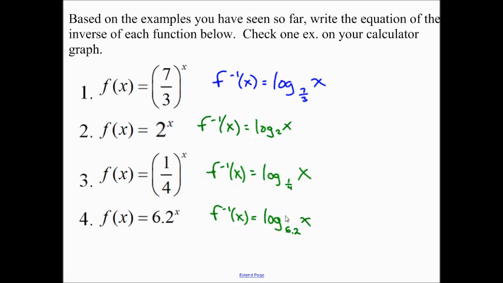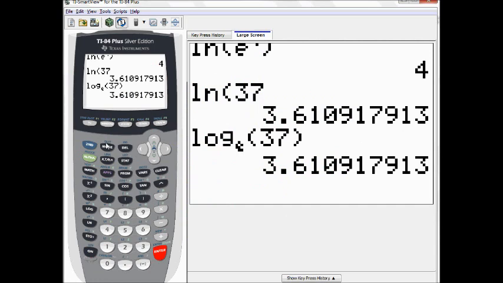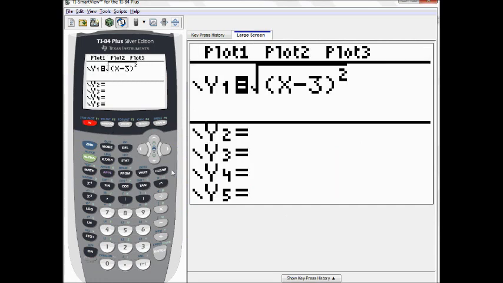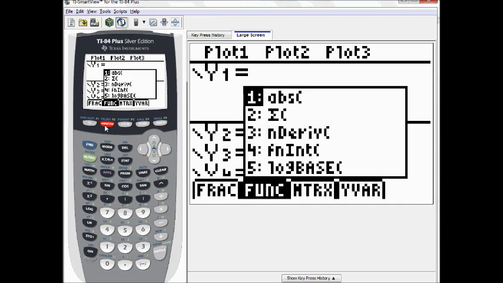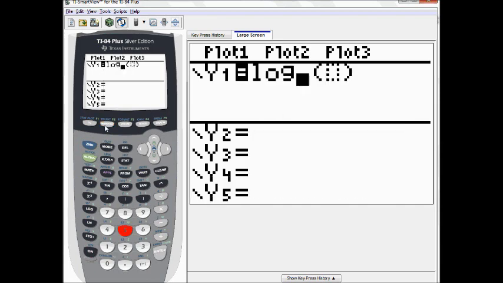And we said we'd use our calculator to check. We could check the graphs. We could also compose these functions. Let's just take a peek at the graphs. We'll do the first one, 7/3 to the x. All right, so we'll go in our y equals, clear out whatever's in there. Let's do log base 7/3 of x.